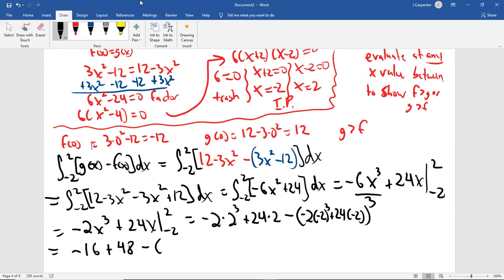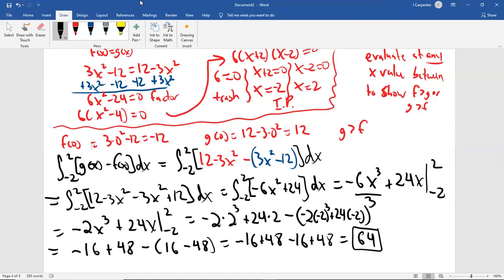Minus, I'm going to leave the parentheses alone for now because that's a lot of signs. -2 cubed is -8 times this -2 is positive 16. The 24 times the -2 is a -48 inside the parentheses. So this will be -16 plus 48 minus 16 plus 48. -16 plus 48 is 32. This is really just 32 plus 32, which is 64.